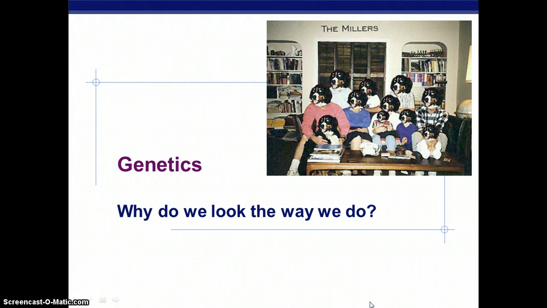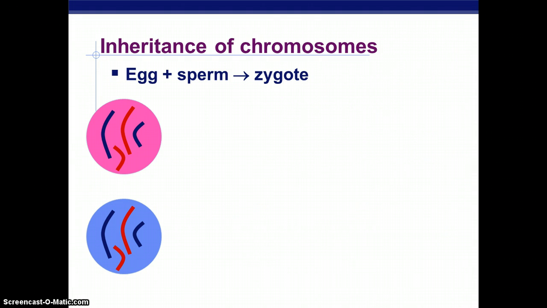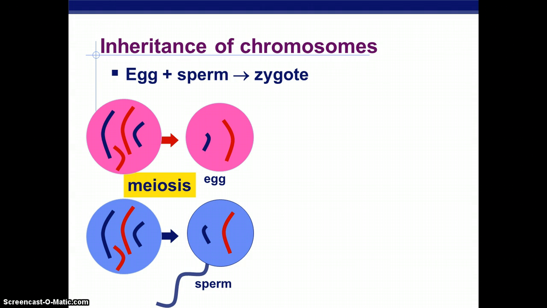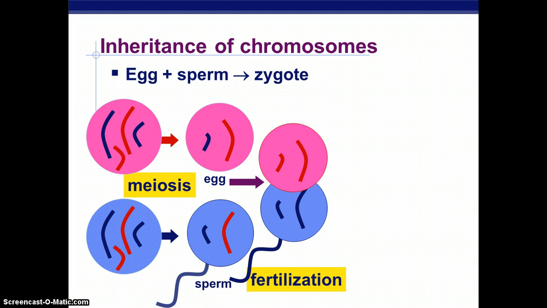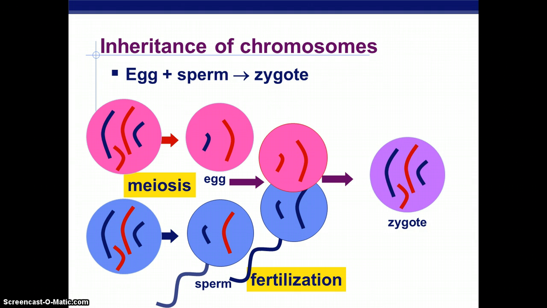So why do we look the way we do? Well, as we've been talking about, it's all about the genetics. So here we can see the female in pink and the male in blue. Each cell undergoes meiosis to produce a haploid egg or sperm. The joining of egg and sperm is called fertilization, and when fertilization happens, a zygote is produced. That zygote will eventually become an embryo.